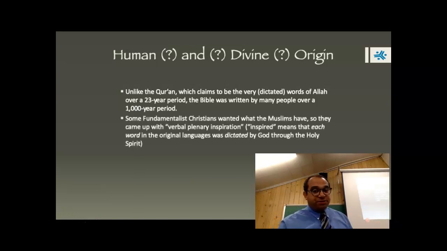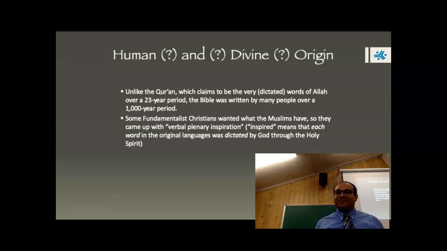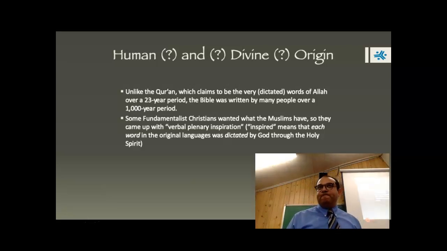Some fundamentalist Christians wanted what the Muslims have, so they came up with verbal plenary inspiration, which means that each single word in the original languages was dictated by God through the Holy Spirit. No human agency here. My view, and the view that I will be advocating for throughout this class, is that the Bible is divine word in human words.